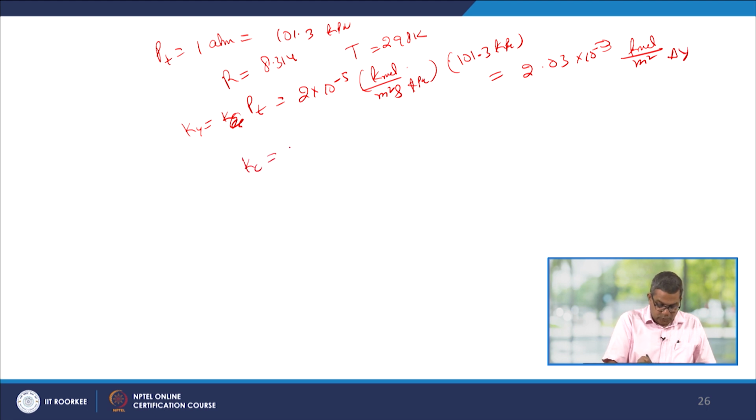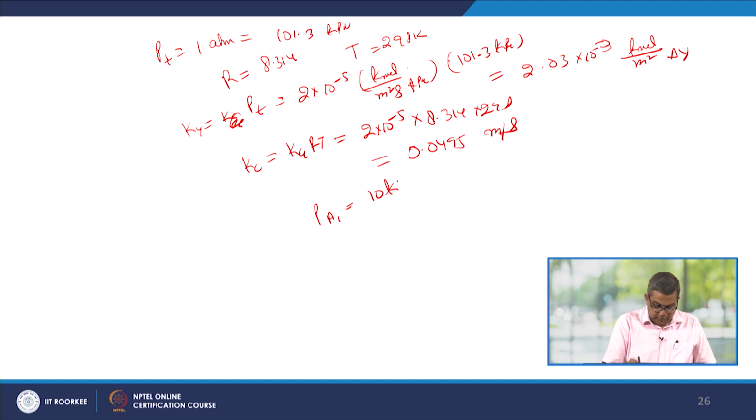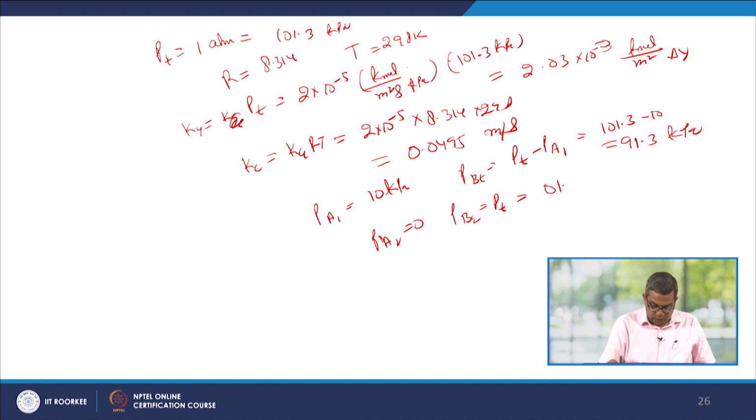Now Kc is equal to Kg RT, which is equal to 2 into 10 to the power minus 5 into 8.314 into 298, which comes out to be 0.0495 meter per second. Now PA1 is equal to 10 kilopascal, and PB1 is equal to PT minus PA1, that is 101.3 minus 10, which is 91.3 kilopascal, and PA2 is equal to 0, that is PB2 is equal to PT, which is 101.3 kilopascal.